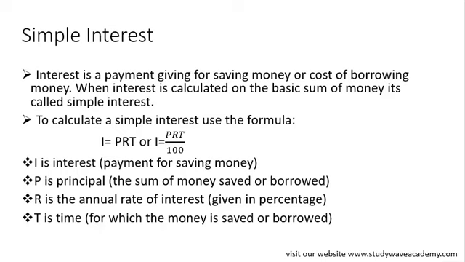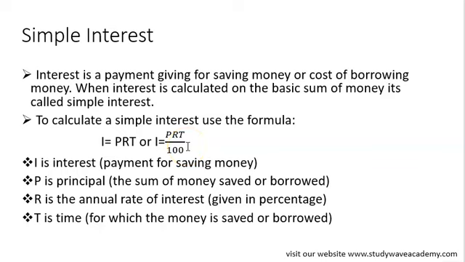And we have a formula for solving simple interest. This is the formula: I equals PRT, or I equals PRT over 100. You can use either of these formulas to solve your simple interest. Either you use this one or you use this one, you still arrive at the same answer.